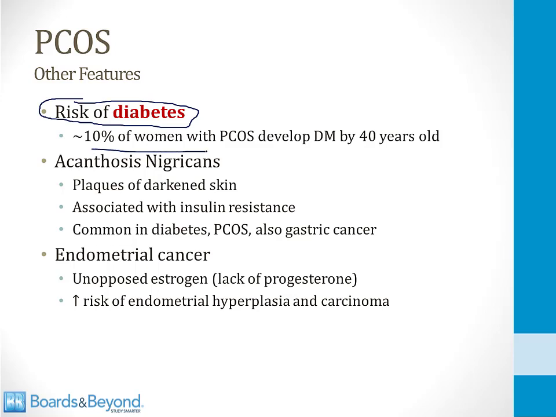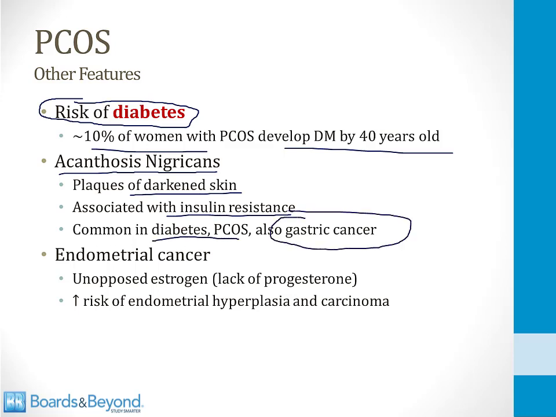About 10% of women with PCOS develop diabetes by 40 years old. As I told you before, there is hyperinsulinemia and insulin resistance as characteristic features of the disorder. Another clinical finding you can see is acanthosis nigricans. These are plaques of darkened skin. They are associated with insulin resistance, and they are common in diabetes as well as PCOS. You can also see them in gastric cancer.